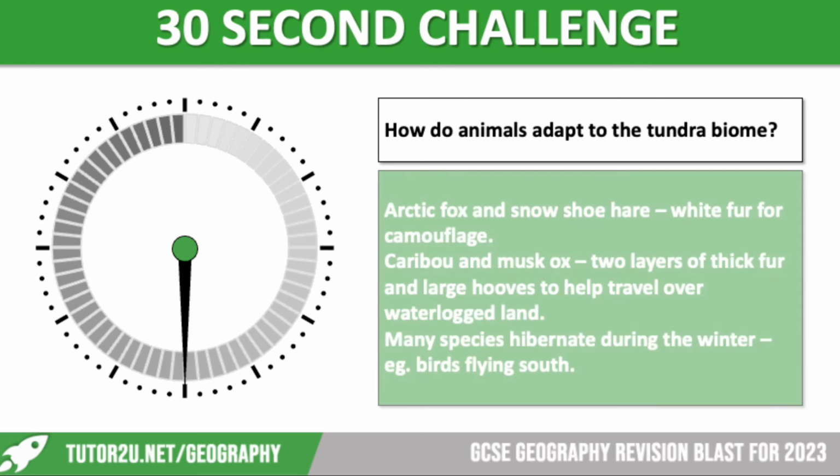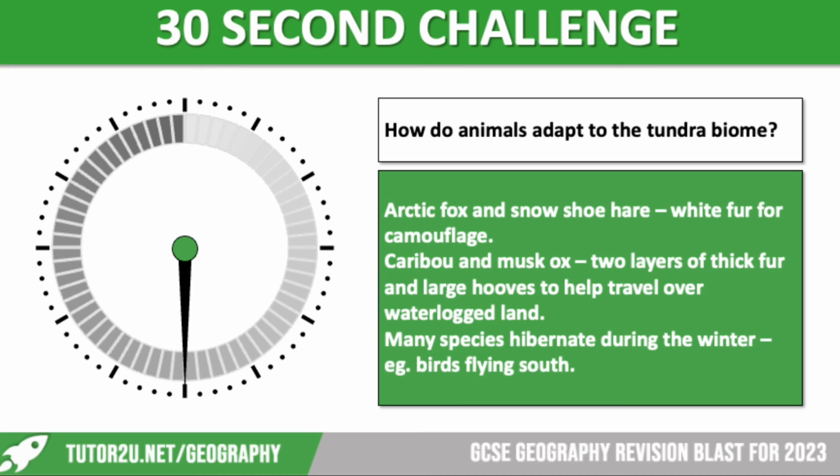Let's have a look at some answers. So the tundra is much less extreme. You're going to find more animal species here. So you might have animals such as the Arctic fox and the snowshoe hare, and they have white fur, meaning they're camouflaged against the white snow, which is really good for being a predator, and it keeps them out of sight if they're being hunted.